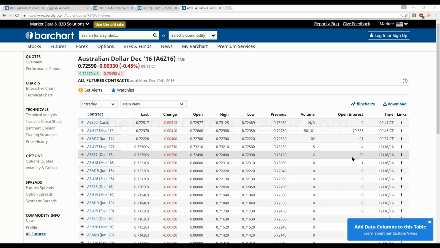Well, you can see there's 29 traders in the December contract of 2017, and you've got one trade that's been made in Australian dollar in March of 2018. There's nobody trading out there. It's too far away. It's too illiquid. Only the big conglomerates and banks will trade in those farther out contracts.